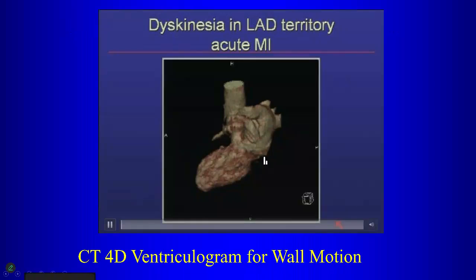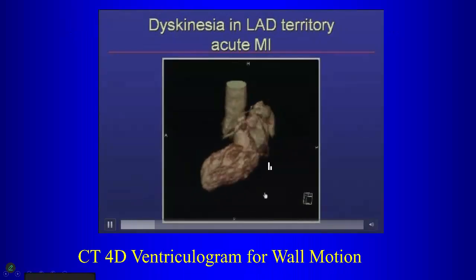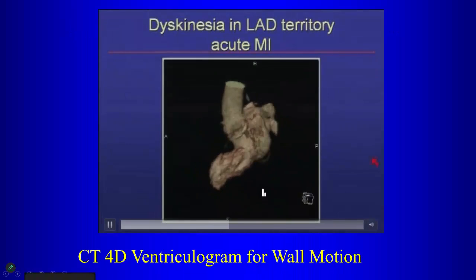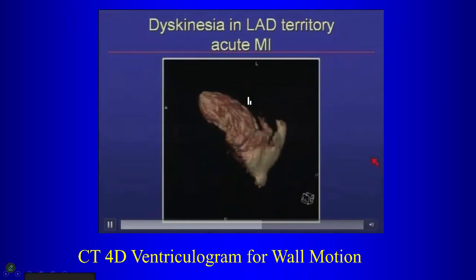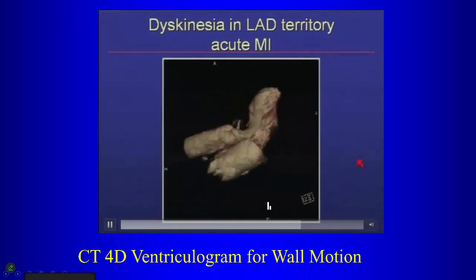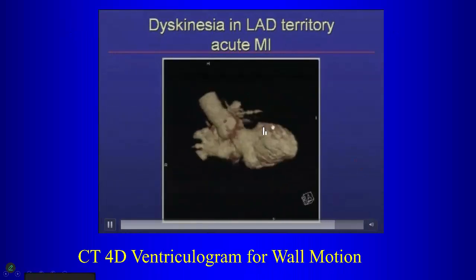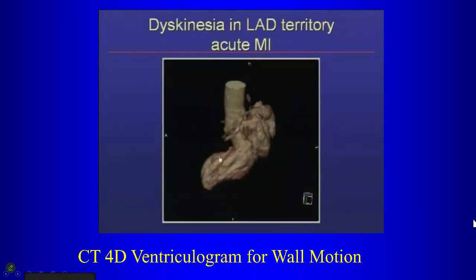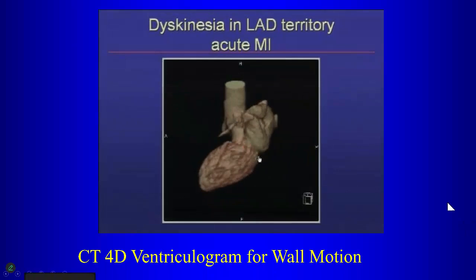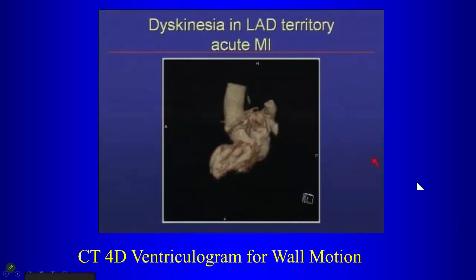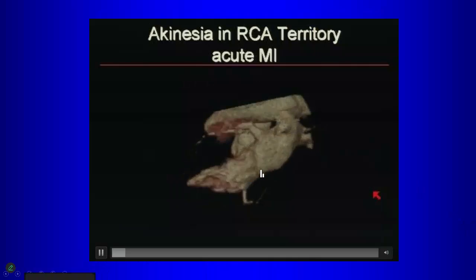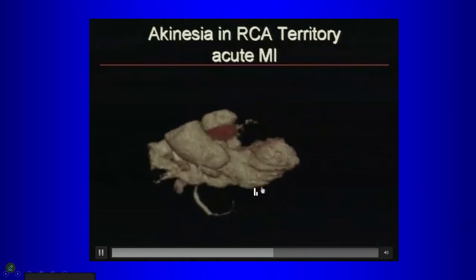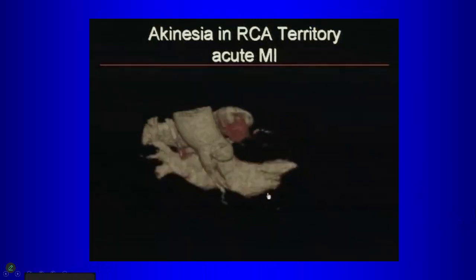So you can look at wall motion also with CT. Here on this, this is a volume rendering, kind of a 4D ventriculogram, and you can see as we're looking at the left ventricle, moving it around, that there's dyskinesia in the region of the anterior wall. So that's the distribution of the LAD. So with CT, if you've done retrospective gating, you can also evaluate wall motion on your CT scans. Here's another example with CT. Here we're looking at right coronary artery territory. Down here along the inferior wall is where you have the abnormal wall motion in this case. Okay.